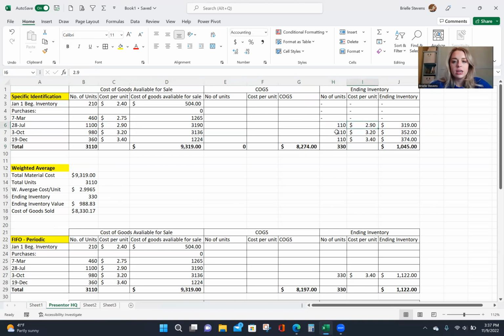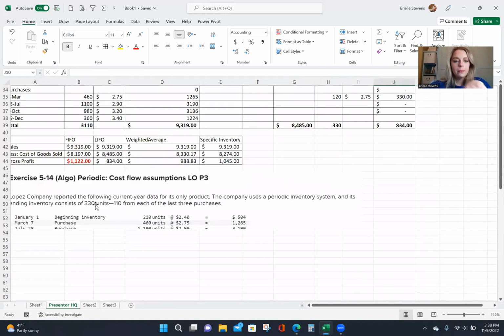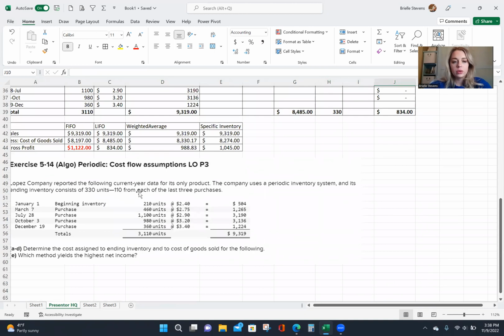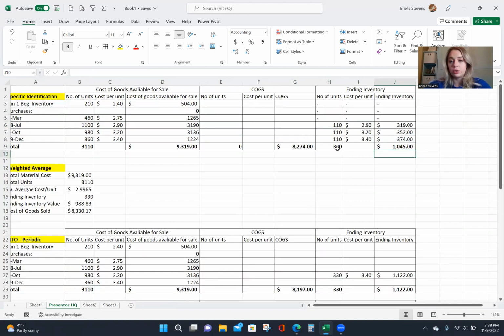So as I entered in each of these, I have a total column, which is the sum function with those 3. So adding them up, 330. And then to complete the ending inventory amounts, it is the total number of units multiplied by the cost per unit, and then that is a summed total as well. So for our ending inventory, based on the specific identification periodic inventory system, we have what was given, the 330 units, 110 from each of the last 3 purchases. So a total of 330 for an ending inventory balance of $1,045.